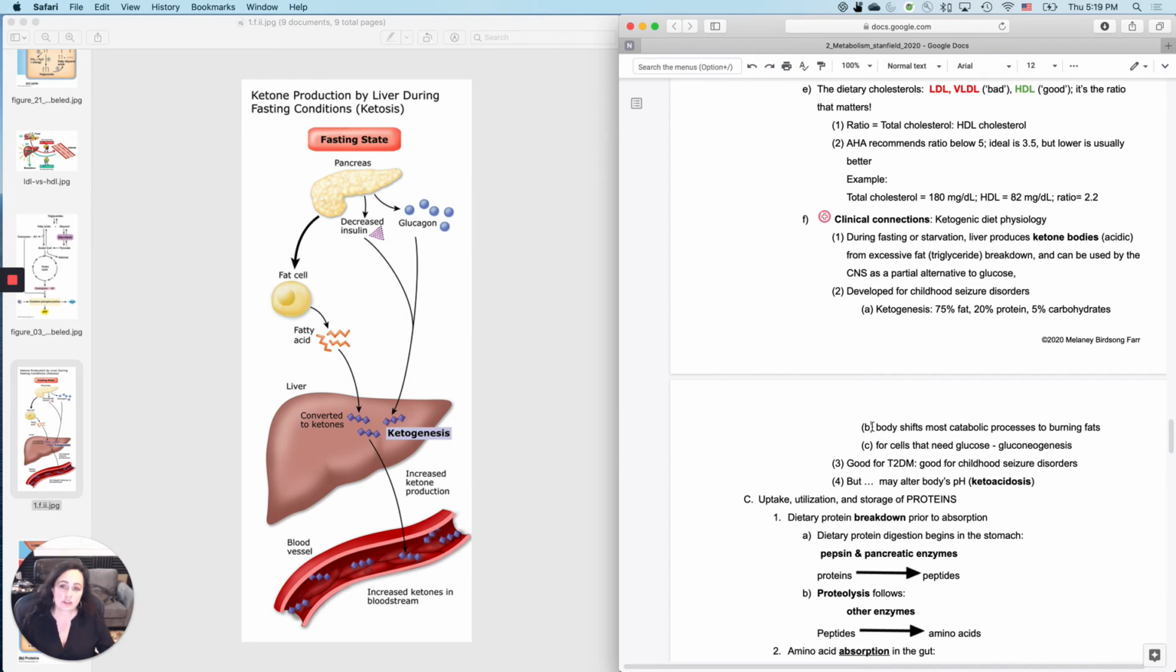So the body will shift most of your catabolic processes to burning fats. And if you have a cell that still needs glucose, you can do some gluconeogenesis, but this is better than burning up all of your proteins, like your skeletal muscle protein.